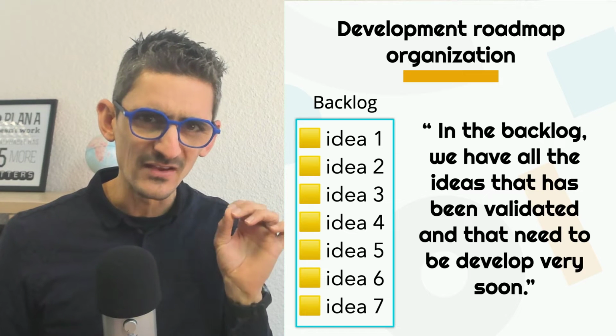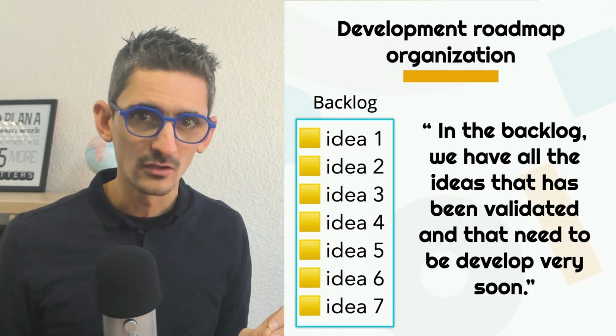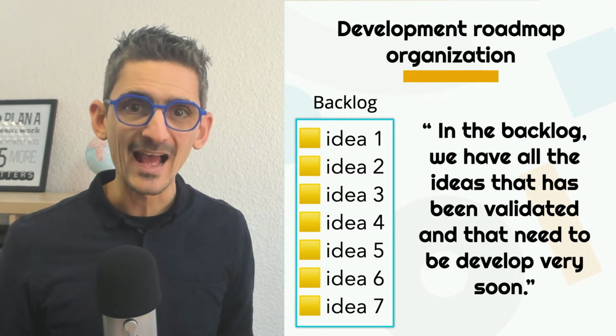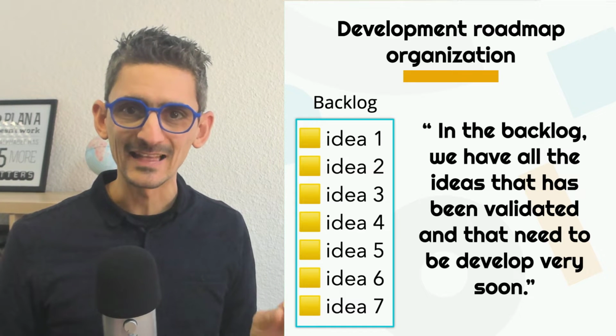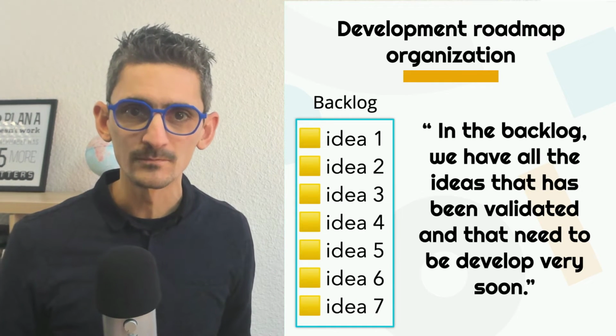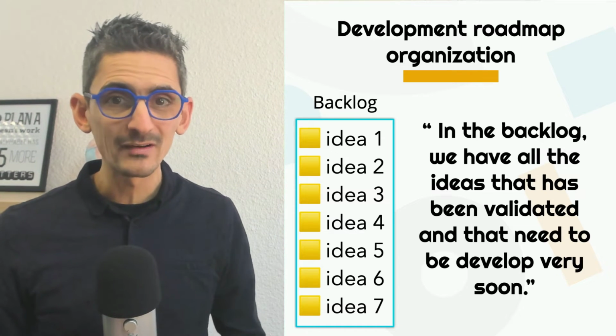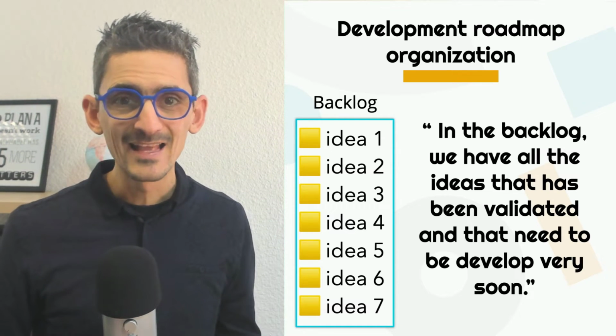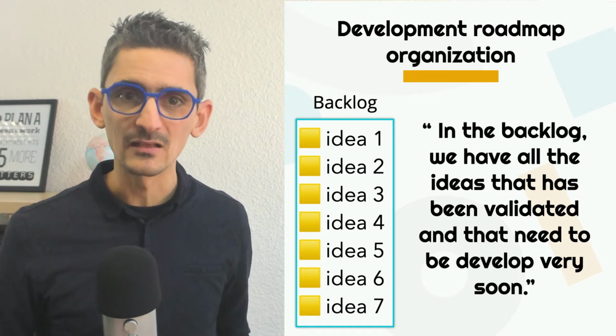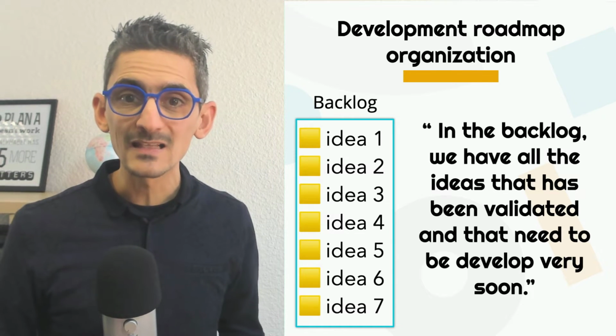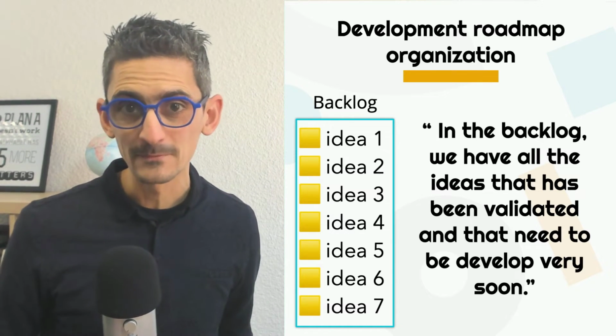Let me repeat because it is very important. In the backlog, we have all the ideas that have been validated and that need to be developed very soon. So, if you find yourself spending too much time with developers, prioritizing developments, etc., that means that you've missed something in the process. You missed the product roadmap step.